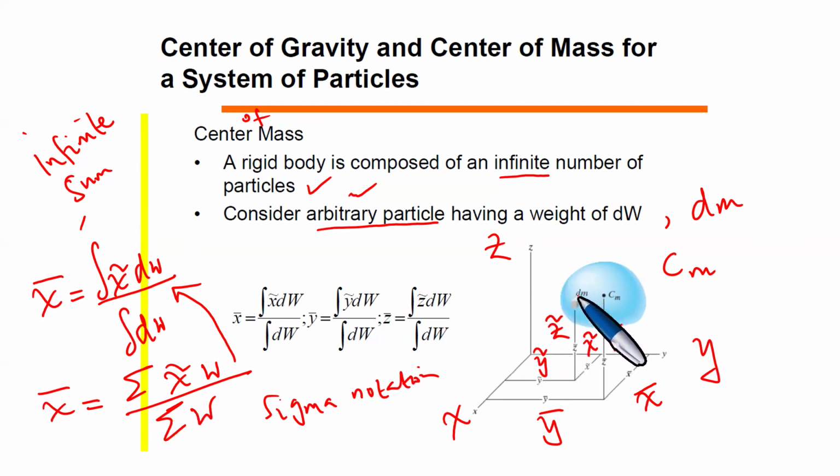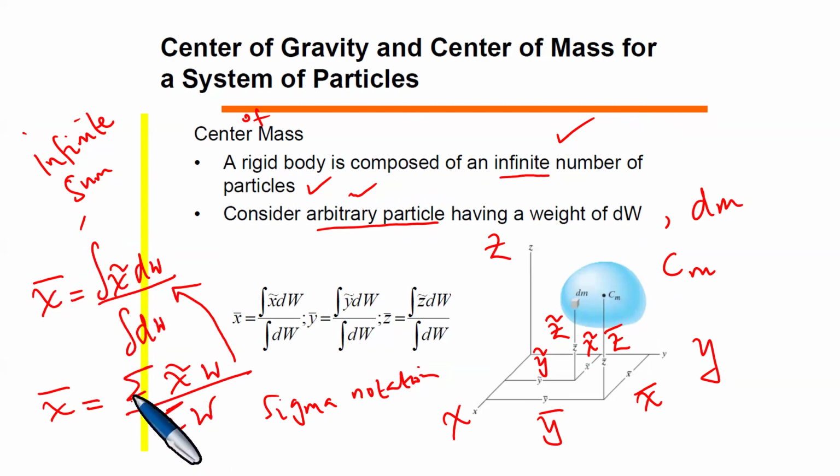First, we say a finite number of the particles, maybe n particles, and then we add the individual weights of these. But in general, a rigid body is composed of an infinite number of particles, because now we can't say there are only n, they're infinite. Consider an arbitrary particle having a weight of dW. Because these are infinite, we resort to the integral, and the integral means the sum.